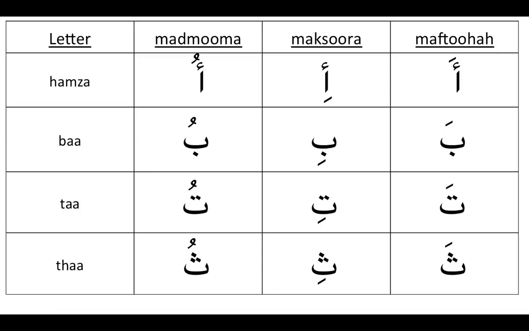Did you catch that? I'll do it one more time. Hamza, because we're doing the first column. Hamza maftooha, a. Hamza maksoora, i. Hamza madmooma, u. A, i, u. This is the sound of the three diacritics, or short marks. When you place a fatha on it, it's the short a sound. When you place a kasra below it, it's the short i sound. When you place a damma on it, when it becomes a madmooma, it's the short u or short o sound, u.